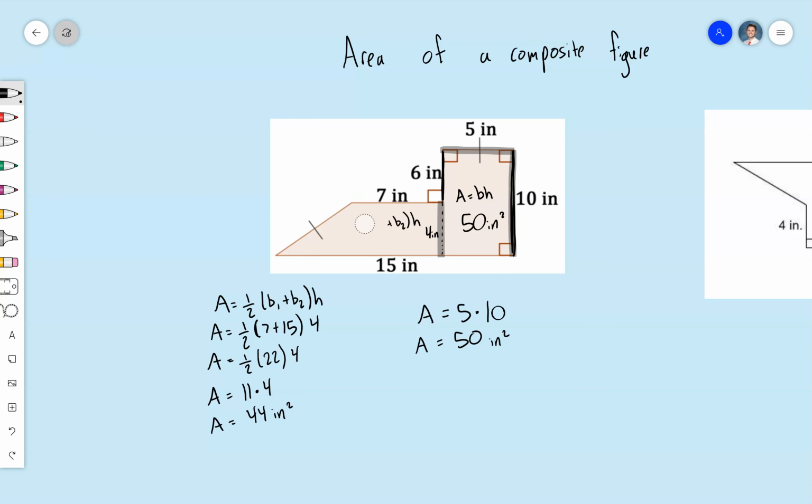So now we know that the area of the trapezoid is 44 square inches, and the area of the rectangle is 50 square inches. So combined, 50 plus 44, we would have a total area of 94 square inches. Let's look at one more example.